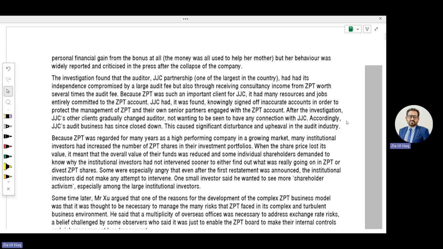JJC had, it was found, knowingly signed off inaccurate accounts in order to protect the management of ZPT, and their own senior partners were engaged with the ZPT accounts. I mean they knowingly signed wrong financial statements, they approved wrong financial statements as accurate. I mean they were also involved in the fraud.